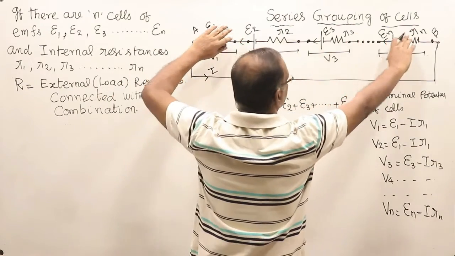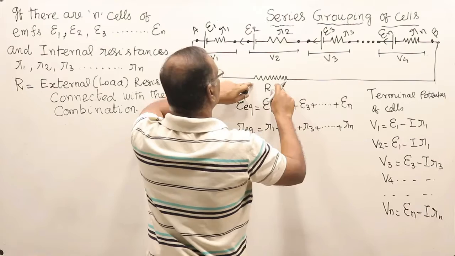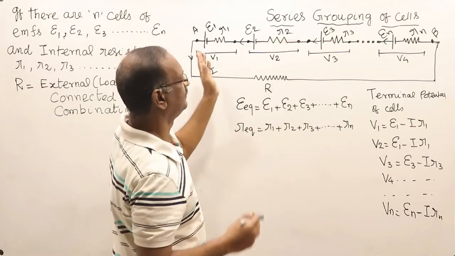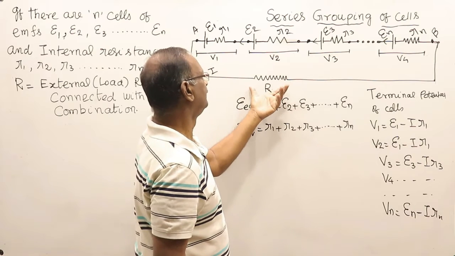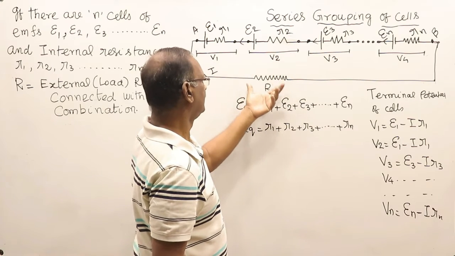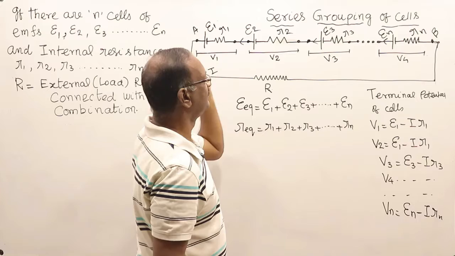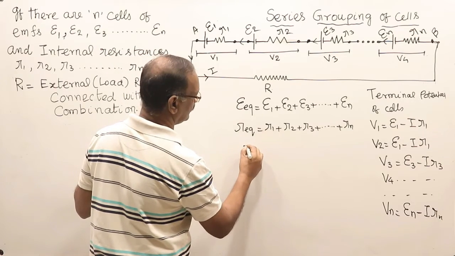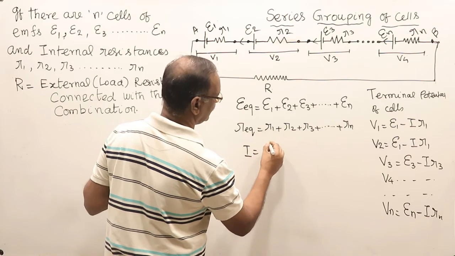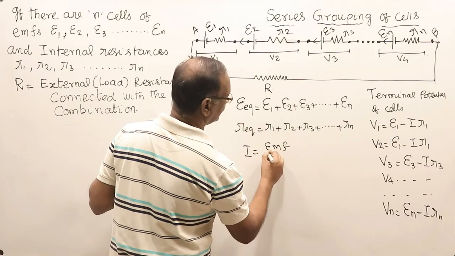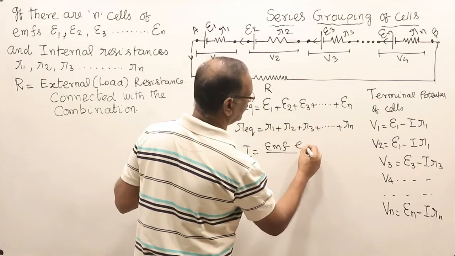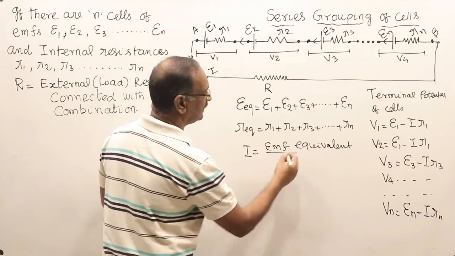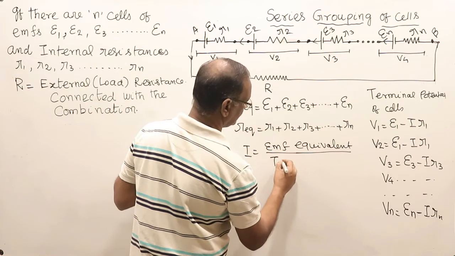These series of cells are connected to an external resistance, which is the load. Say it may be a fan; we are deriving current for running the fan from these cells. So what is the total current? Total current is equal to the total EMF of the cells, that is the equivalent EMF, divided by the total resistance.